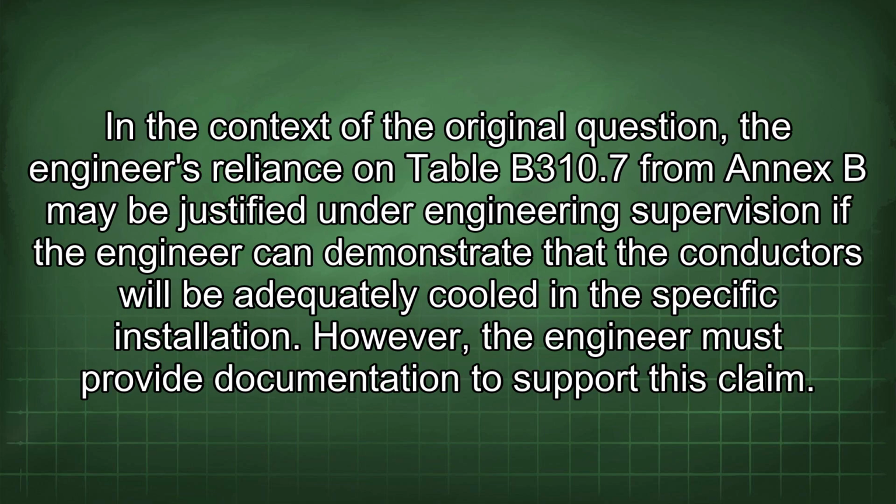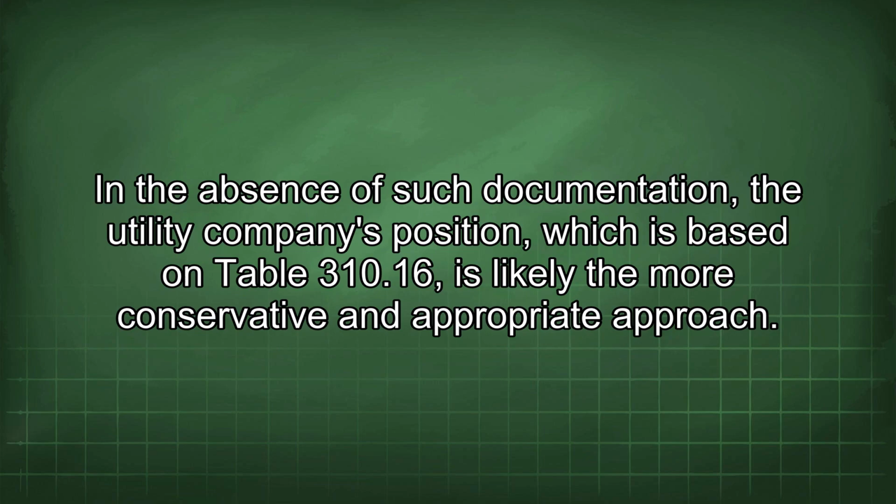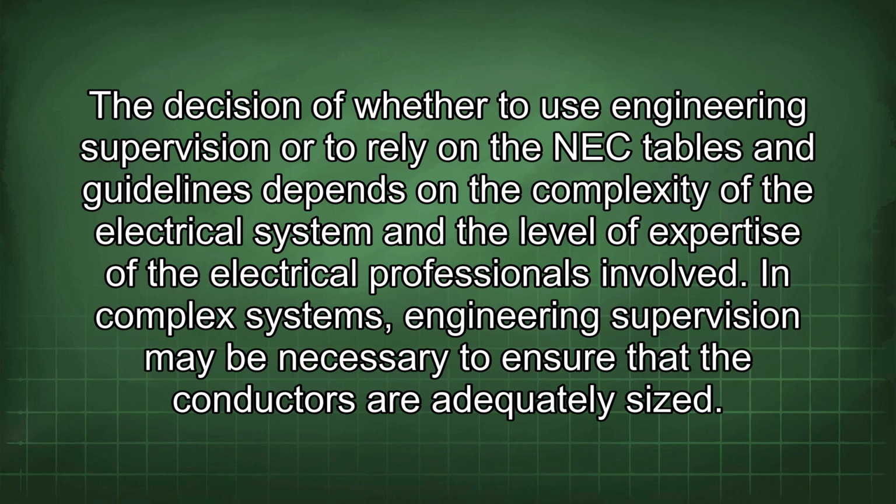In the context of the original question, the engineer's reliance on Table B310.7 from Annex B may be justified under engineering supervision if the engineer can demonstrate that the conductors will be adequately cooled in the specific installation. However, the engineer must provide documentation to support this claim. In the absence of such documentation, the utility company's position, which is based on Table 310.16, is likely the more conservative and appropriate approach.